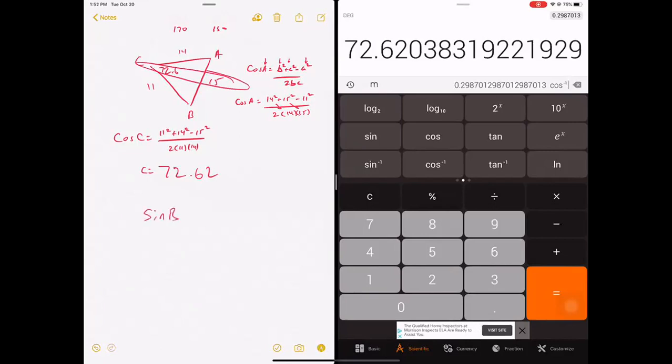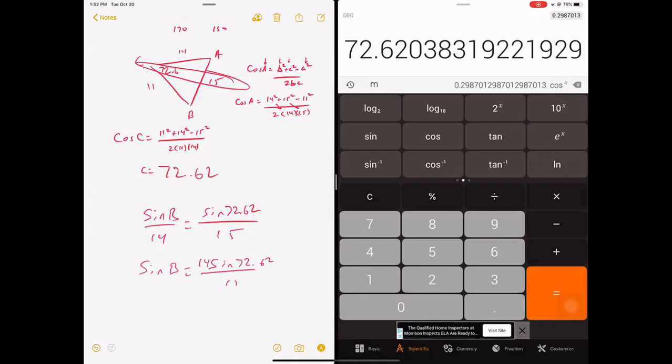Sine of B over 14 is equal to sine of 72.62 over 15. I'm going to give myself an extra decimal just in case. So sine of B is equal to 14 sine of 72.62 over 15. That's all calculator work.